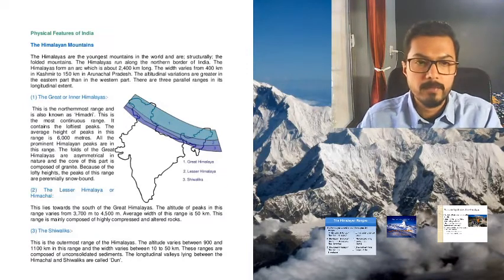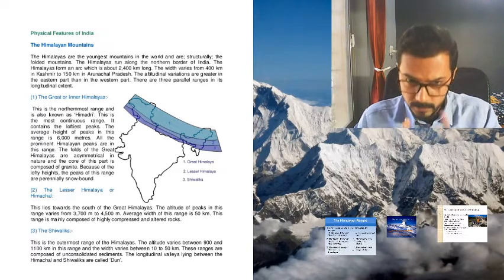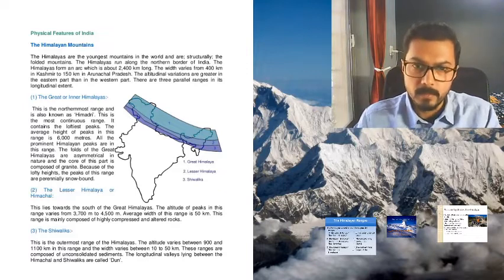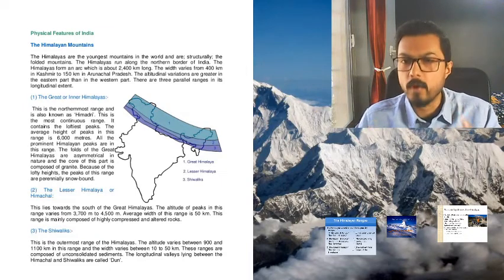The average height of the peaks is in the range of 6,000 meters, that is, we are speaking above sea level height. And the Himalayan peaks are in this particular range. The folds of the greater Himalayas are asymmetrical in nature, and the core of this part is composed of granite. So the kind of rock that we have in the greater Himalayas is mainly granite.